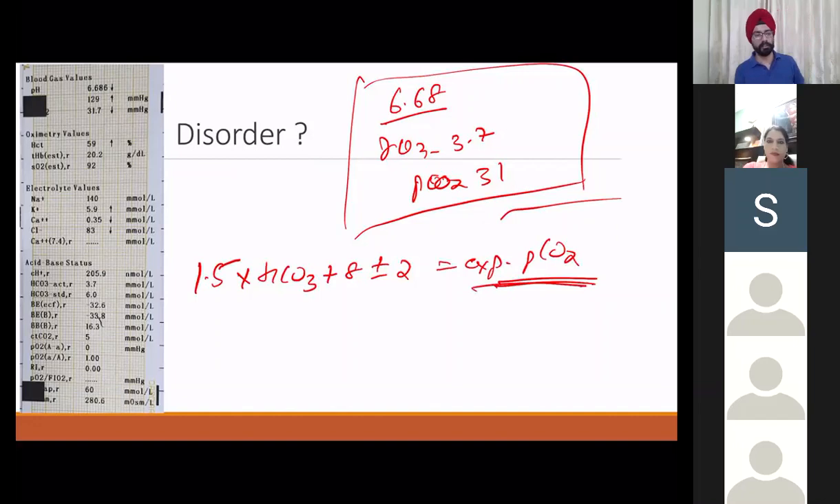When you have a metabolic acidosis, which in this case is the case, this is how you calculate the expected PCO2. So now I need you to calculate and tell me if this is a mixed disorder, if this is a pure metabolic acidosis, what is going on? 2 minutes for this.